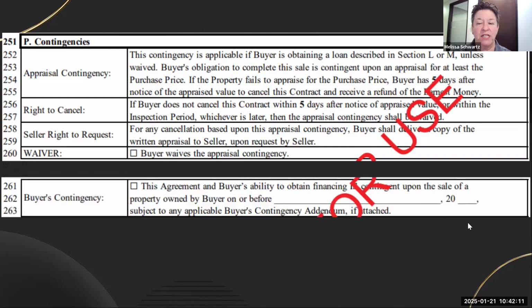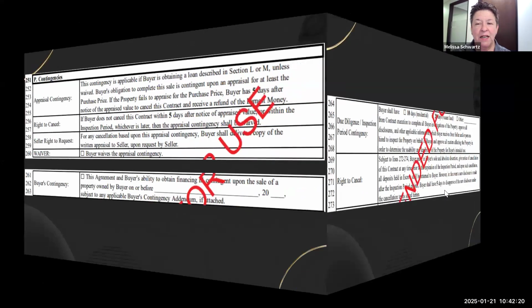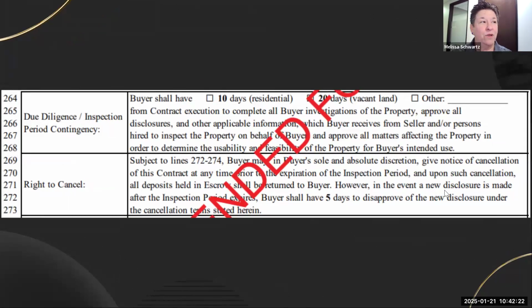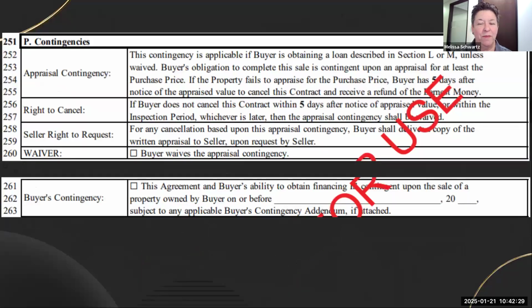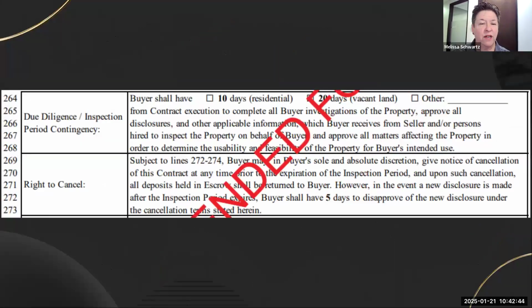Okay. Buyer's contingency. This agreement is to obtain financing, that it has to close by a certain date. That was the buyer contingency addendum. Did you want me to go back to that? This agreement and buyer's ability to obtain financing is contingent upon the sale of property owned by the buyer on or before blank. Oh, there is a buyer contingency addendum. If attached, I think there was a buyer contingency. We'll have to double check that.